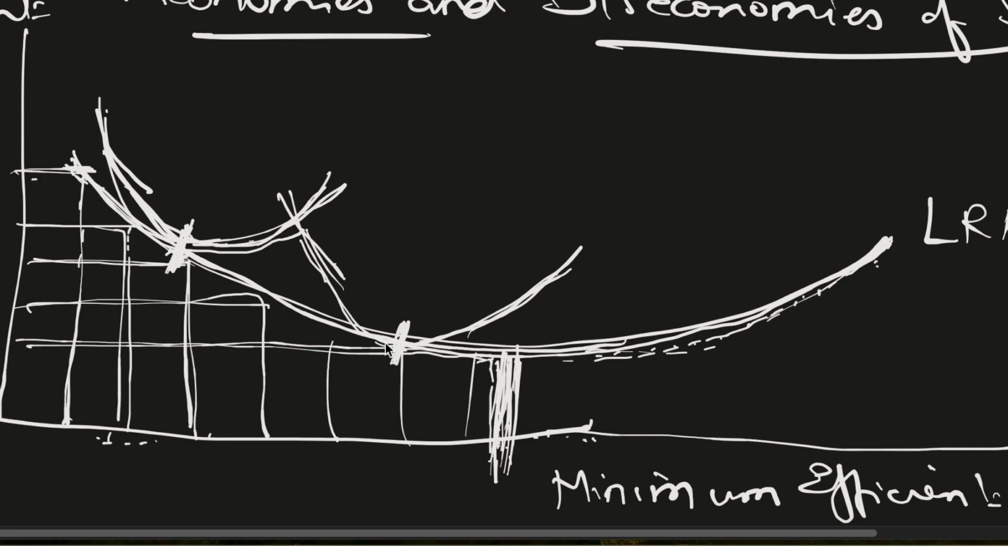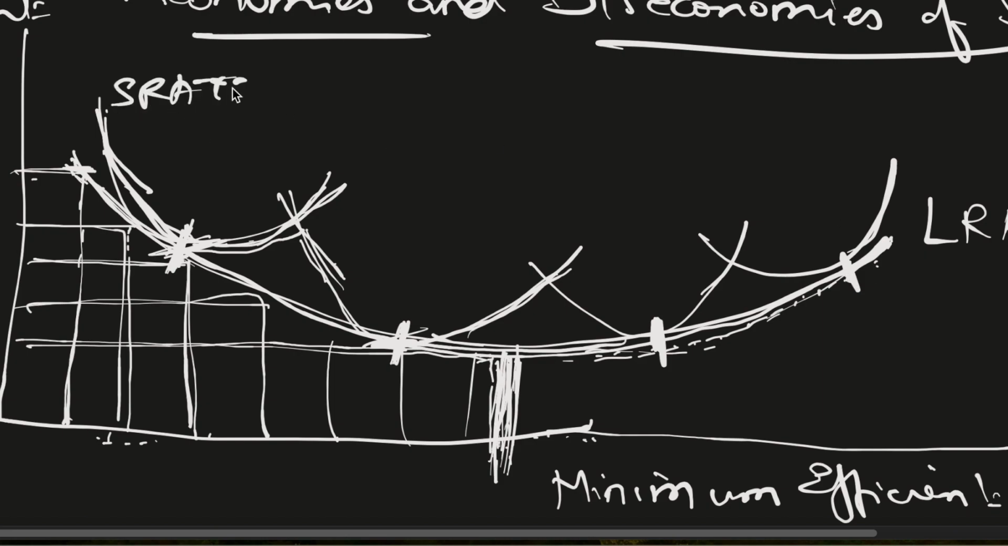So that's why these dots are connected. Then further this much. This is called short run average total cost. Many plants' short run average total cost is considered to frame the long run average total cost. Through this they will find out the minimum average total cost, and that minimum average total cost is called the minimum efficient scale.